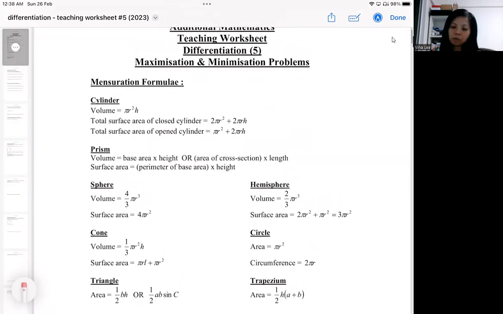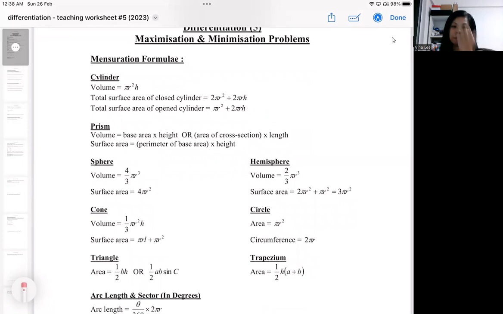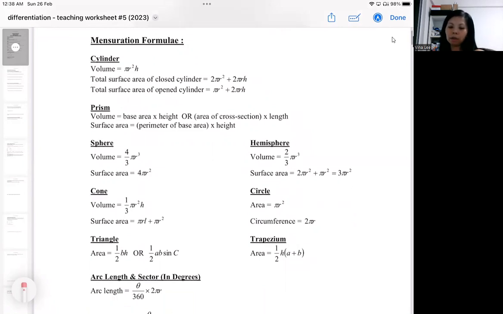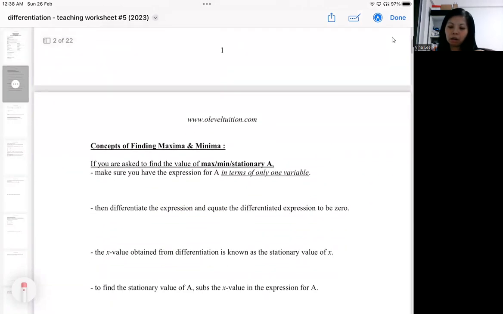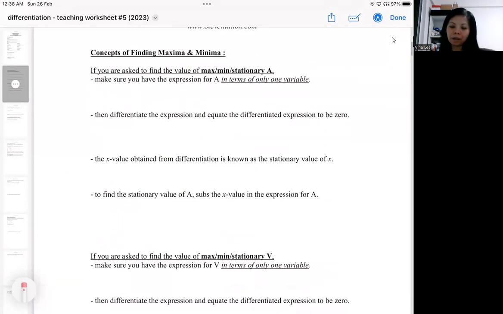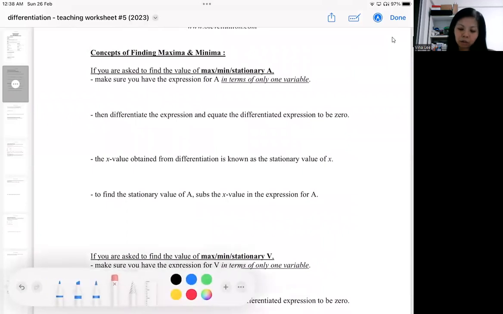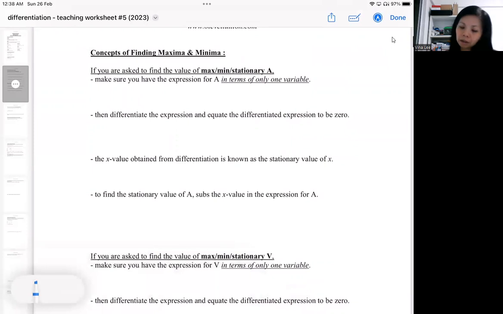So what kind of question will they be asking you, and what is the approach? The approach is very similar to stationary point. For stationary point, we set dy/dx equal to 0, right? So in this section, you will be asked to find a few types of question, which I will show you in the examples. But I'm just showing you a generic idea first.